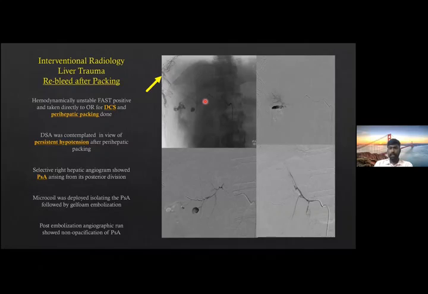And here hepatic artery cannulation shows this pseudoaneurysm arising from the posterior division of hepatic artery. So we are able to cross the neck of the pseudoaneurysm and we have embolized both proximal and distal with the sandwich technique, and we have isolated the pseudoaneurysm. And in the post-procedure scan, the angio shows non-opacification of the pseudoaneurysm.